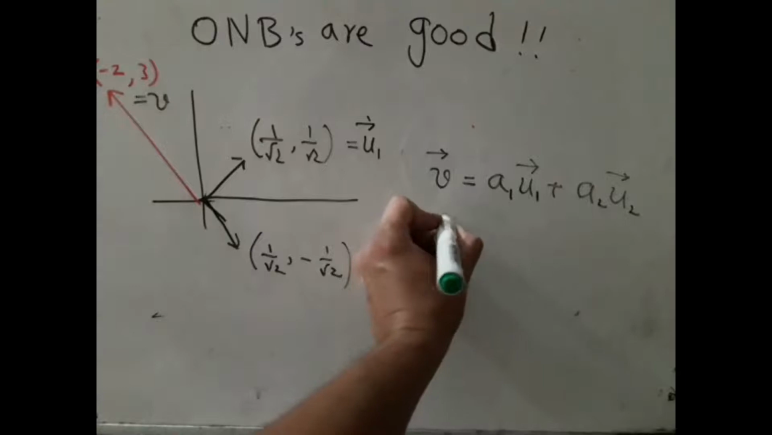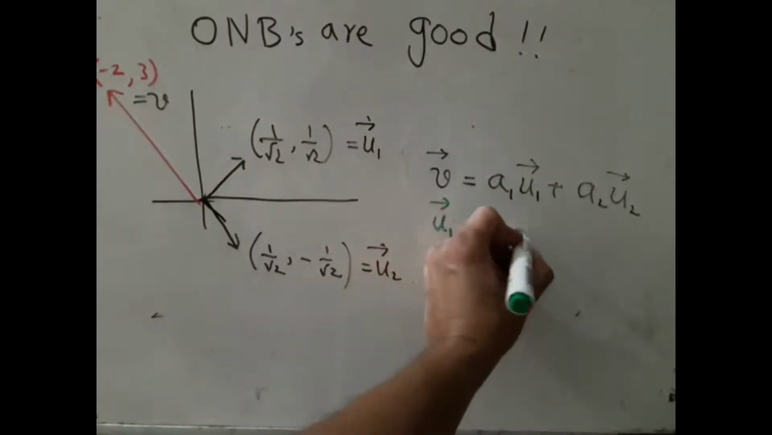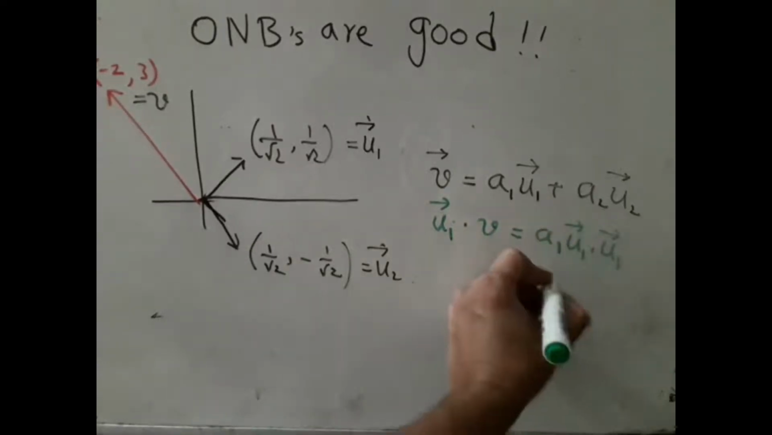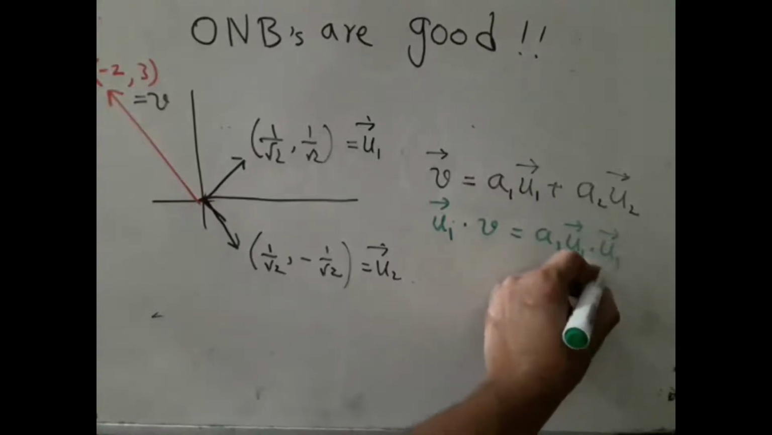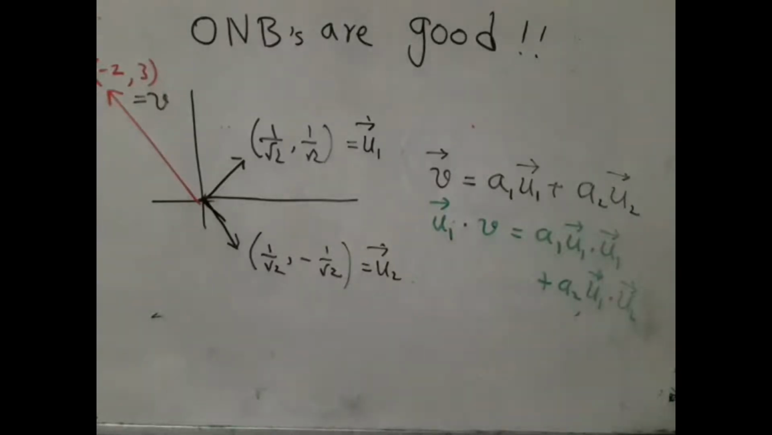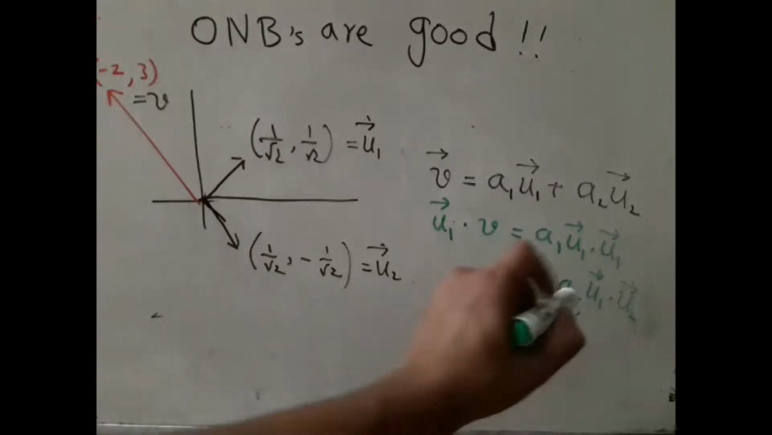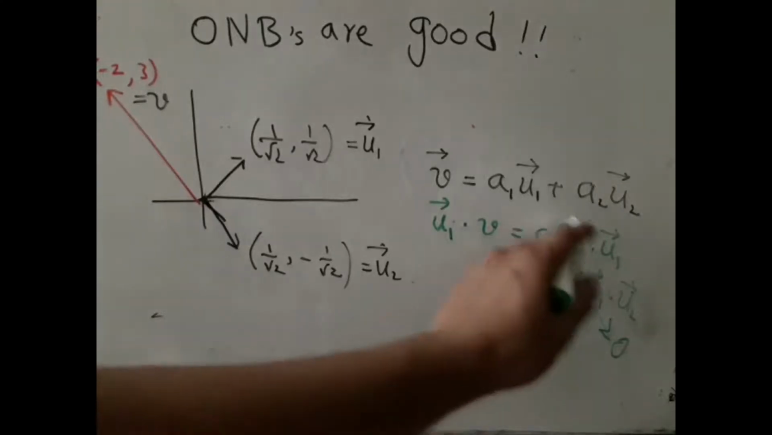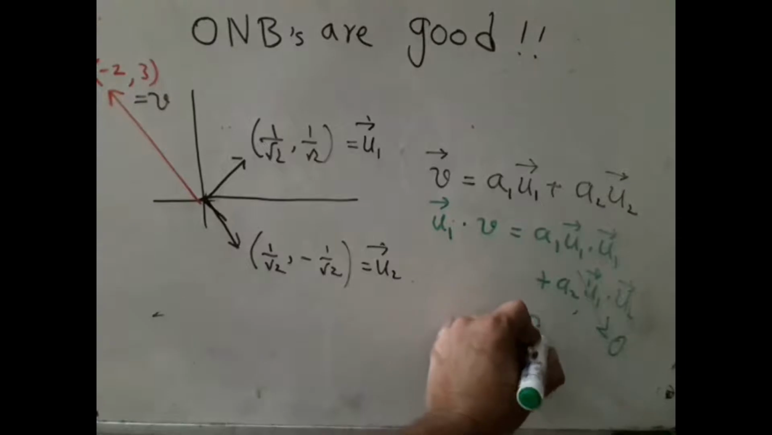Let's see what happens. U1 dot V equals A1 U1 dot U1 plus A2 U1 dot U2. Observe that A1 and A2 being scalars, they quickly come out of the dot product. However, now you see U1 dot U2, that is just 0 because U1 and U2 are mutually perpendicular. And you know U1 dot U1, that is nothing but the norm square of U1, summation of all the component squares. So that is equal to 1. So this is simply A1.